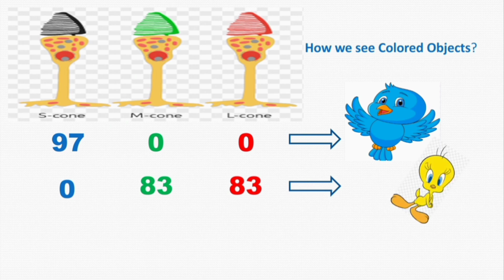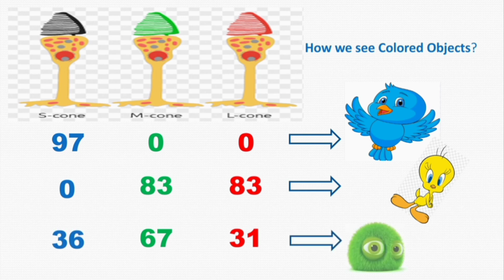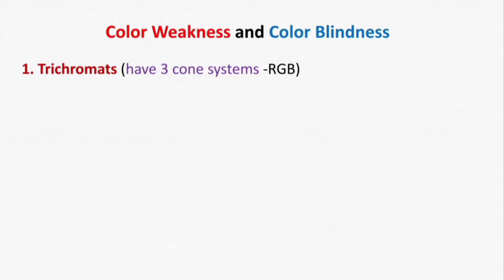In the same way, if red cones are stimulated 31%, green cones are stimulated 67% and blue cones are stimulated 36%, then the resultant color will be green. It will be perceived as green by our visual cortex. So in this way color vision depends upon the ratio of the stimulation of the three types of cones. Now let us talk about an abnormality related to color vision, that is color weakness or color blindness.